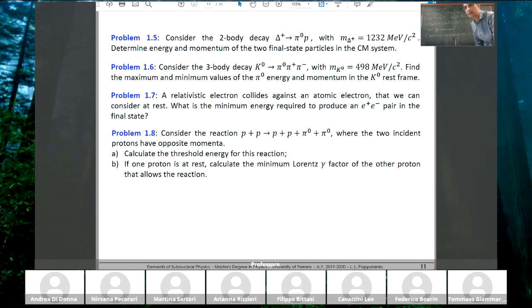If the proton is at rest, calculate the minimum Lorentz gamma factor of the other proton. So now we are in the fixed target case. The reaction remains the same, but now in fixed target configuration. So suppose this proton here is a fixed target, and this is the beam.